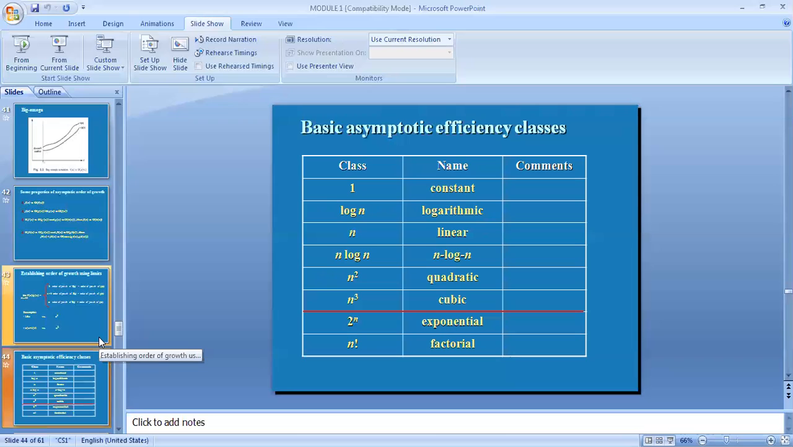Basic asymptotic efficiency classes are based on this. It's n factorial for factorial, 2 power n for exponential, n cubed for cubic, n squared for quadratic, n log n for n log n, n for linear, log n for logarithmic, and 1 for constant.